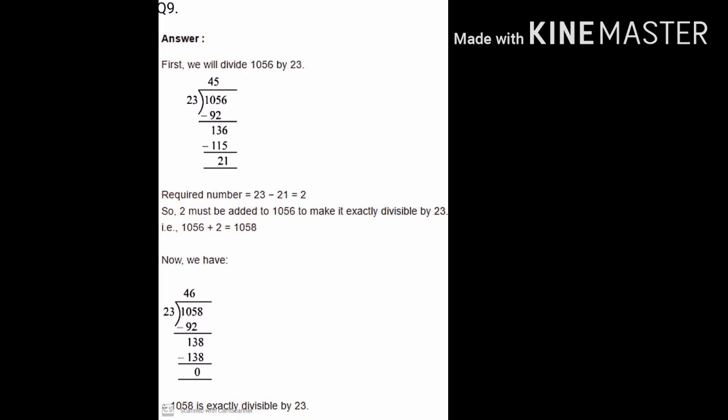We can also check it whether it is exactly divisible or not. I hope you remember one question like this we had done in LCM. When it's asking to take out the least number which should be added, the best way is to subtract between the divisor and the remainder. Then we get the minimum number, minimum value.